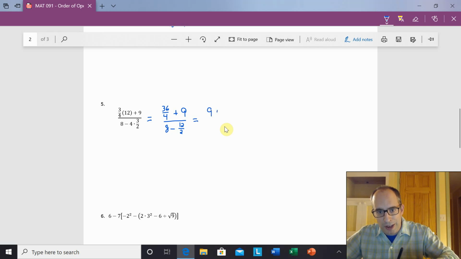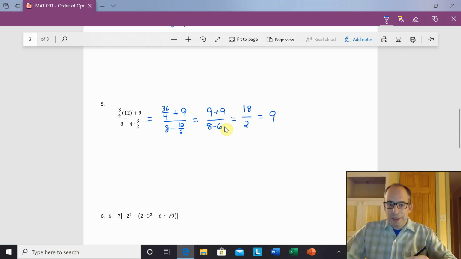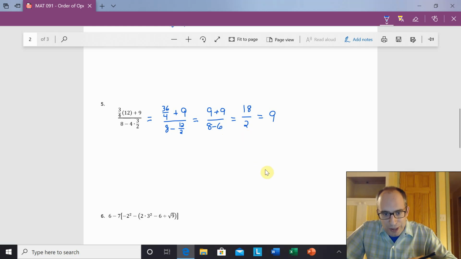36 over 4 is 9, so you have 9 plus 9 on top. And on the bottom, you've got 8 minus 6. That 8 actually looks all right, comparatively. So then that ends up being 18 divided by 2. And that's 9. And that's the answer. All right, so 5 was not really that different from 4, it just had fractions in it, which does tend to make things harder. I figured it was worth it to throw that in.